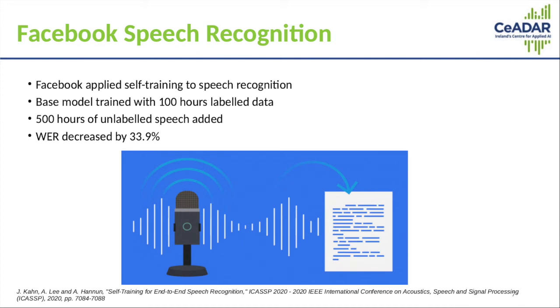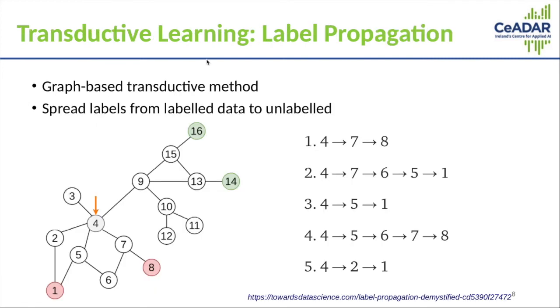So this is a successful example of self-training being used, but it should be stressed that the performance will vary very much from data set to data set, and there's plenty of cases where self-training might actually end up decreasing the performance compared to just the supervised model. So self-training was probably the simplest example of an inductive method of semi-supervised learning.